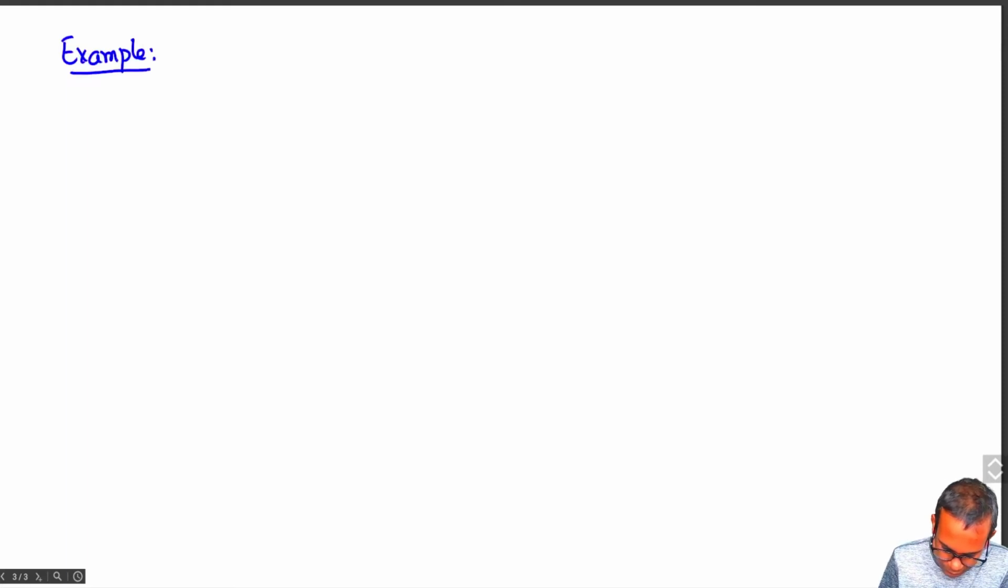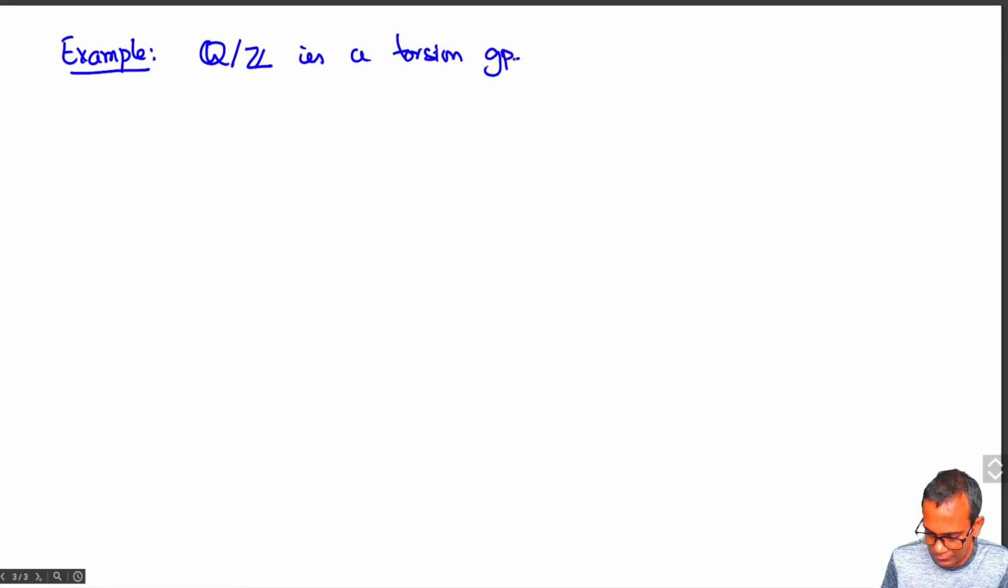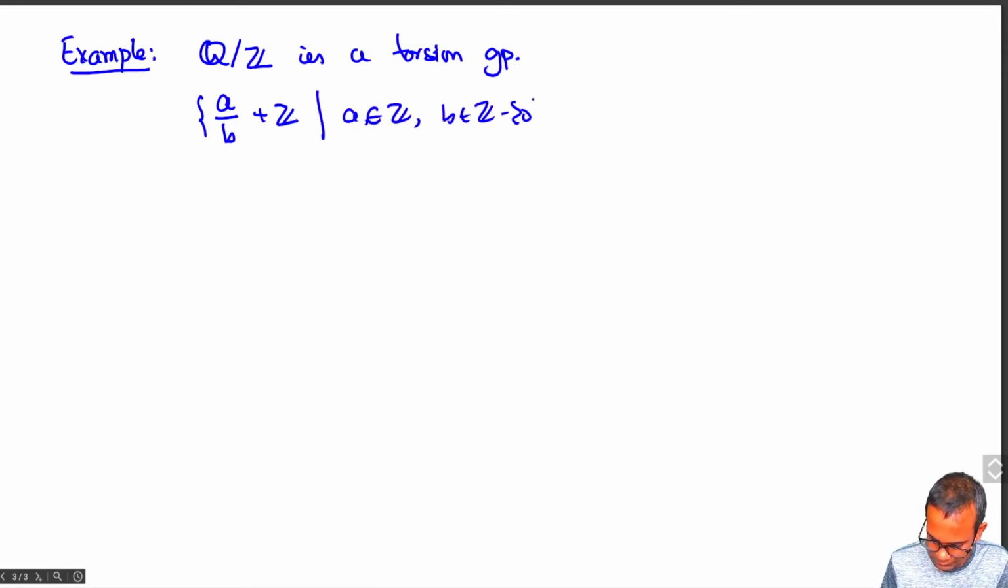So to construct this example, let's first look at the group Q mod Z. So Q mod Z is a torsion group, in the sense that every element of Q mod Z is a torsion element. That is, an element here is of the form a over b plus Z, I guess. It's a coset of a over b plus Z, where a belongs to Z, b belongs to Z minus 0.